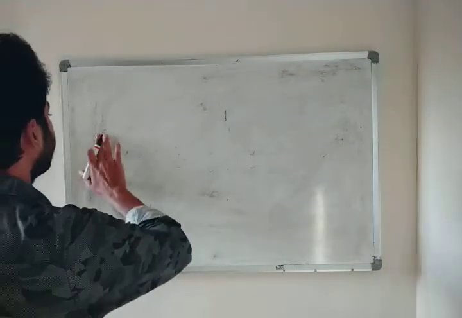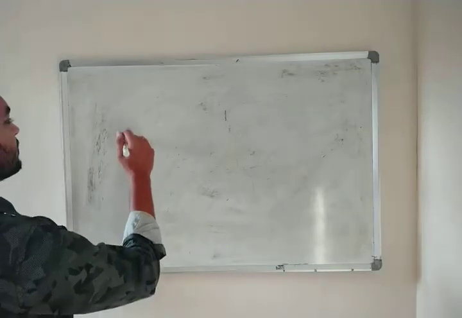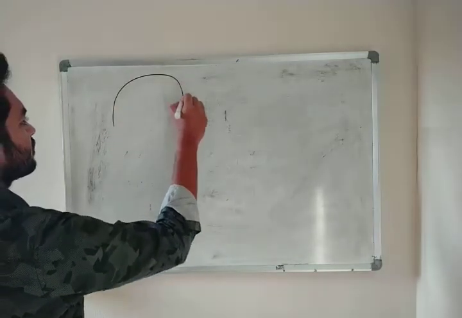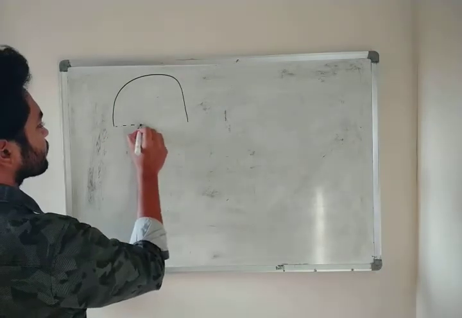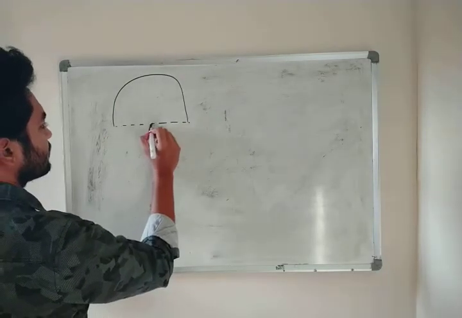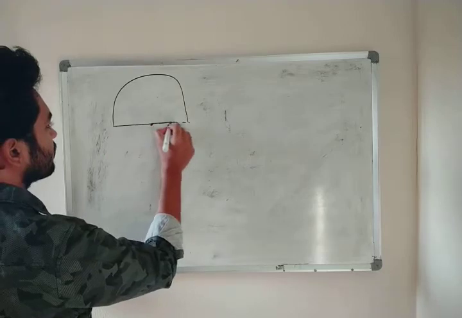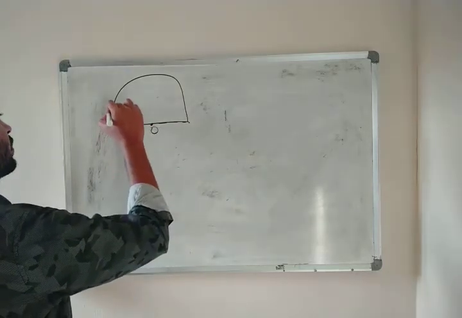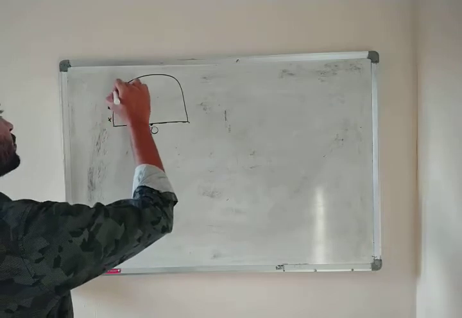So our next one is, let us take a semicircle. Now this is your semicircle. This is your center O and radius R. All the positive charge is distributed here.